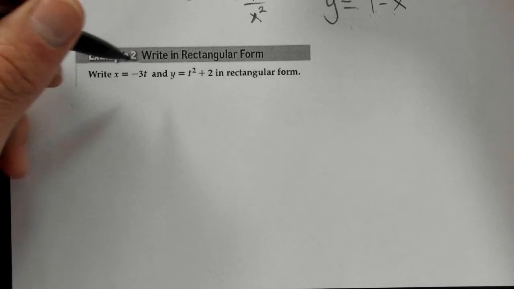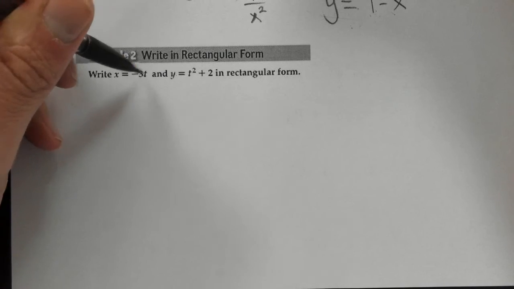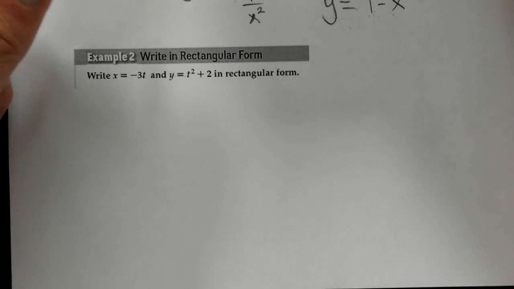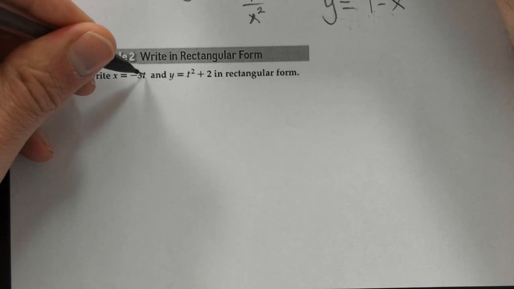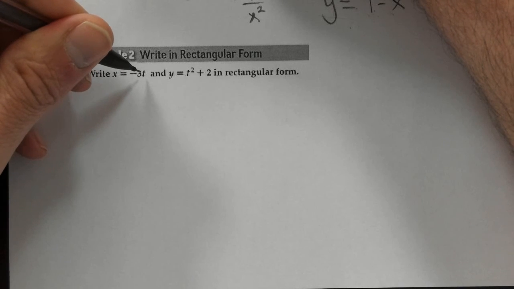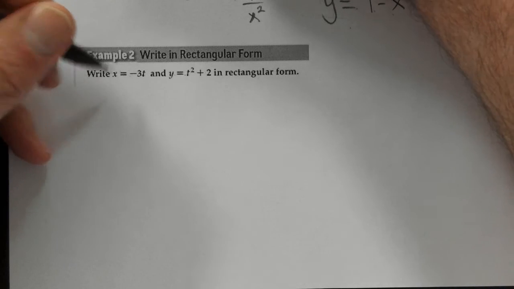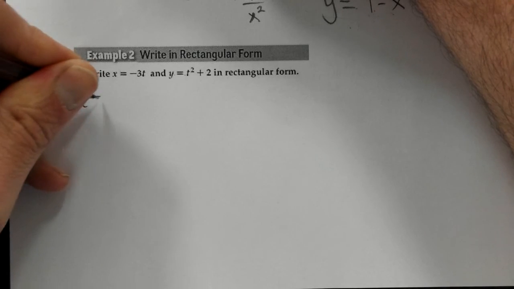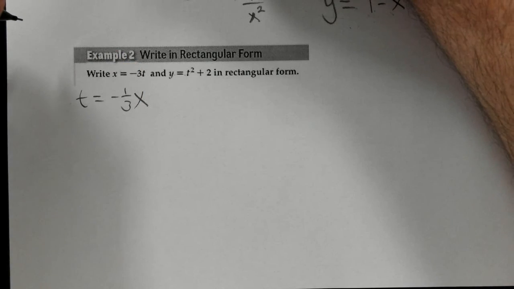All right, what about the next one, though? We want to write this one in rectangular form. So it's parametric because I have x and y in terms of t, the third variable. So once again, I'm going to take this x equation and solve it for t. So when I do that, I can just divide both sides. Well, really, I can just go straight at it if I multiply both sides times 1/3, right? Or negative 1/3, I should say. So that becomes t equals negative 1/3 x. So now it's solved for t.